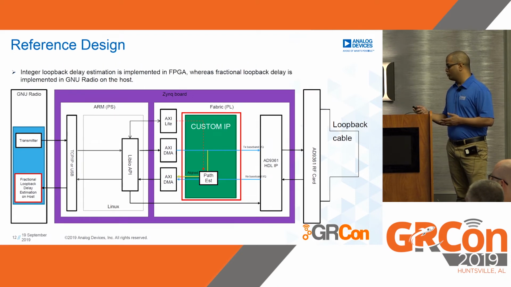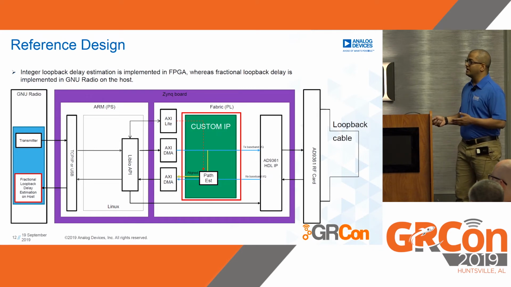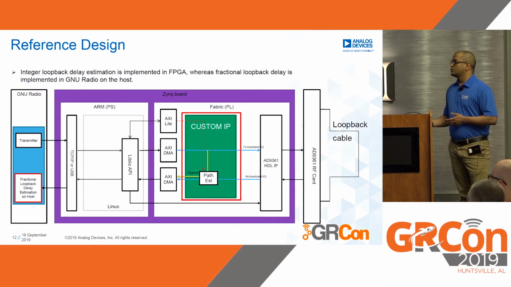The next stage is to move the integer delay estimation from the host PC to the FPGA. As you see here, the path estimation, which is in fact the integer delay estimation piece, takes two inputs. One is the reference waveform, and the other is coming from the radio. It aligns those streams, but at this point only the integer delay has been corrected for. So it sends those values to the host PC by way of the libiio API and the ARM. And on the host PC, we correct for fractional loopback delay.